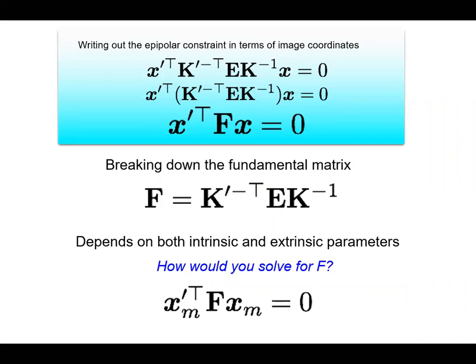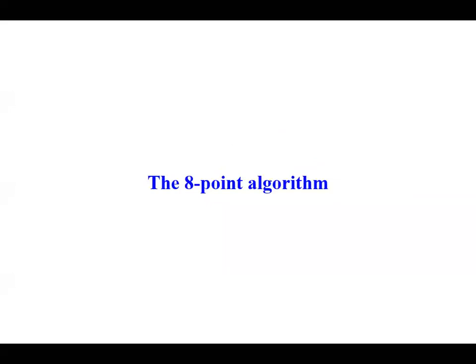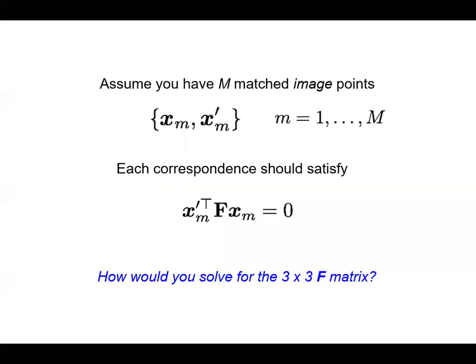Okay, so sounds good. But now the question is how I can solve for F. You are telling me that this equation holds, but I need to get F. How can I get F? We need what we call the 8-point algorithm. How is that? Assume that you have M matched image points, X1 to X1 dash, X2 to X2 dash, and each correspondence should satisfy this particular equation.